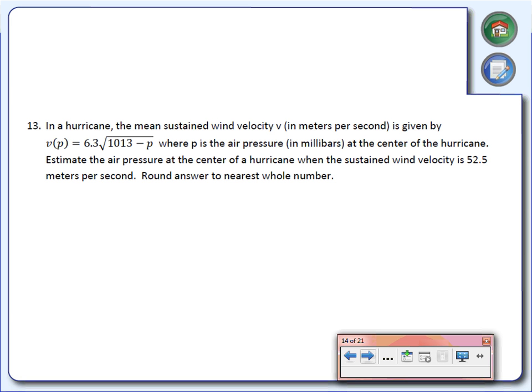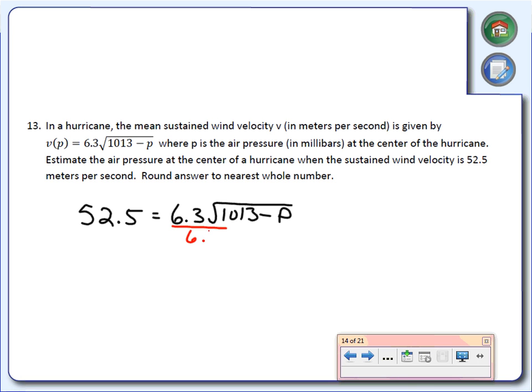All right, so we're going to replace V, the velocity, with 52.5. And what we're going to be solving for is P, the pressure. There's the equation we're working. I want to know what is P equal to. Now notice it says we're going to round to the whole number, but we're not going to do that until the very end. So get your calculators ready. The first thing we're going to do is divide both sides by 6.3. That way we can cancel that out. So go to your calculators and divide 52.5 divided by 6.3.